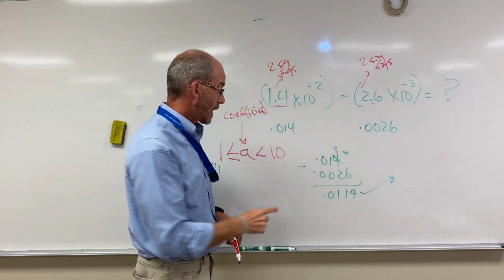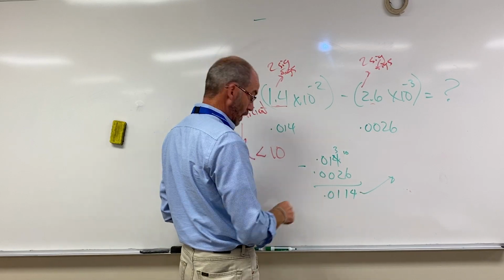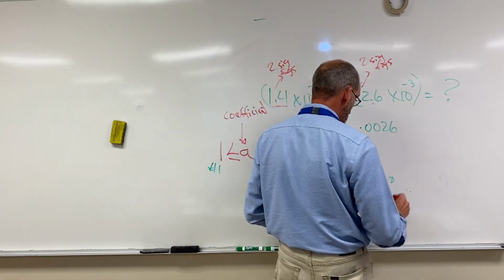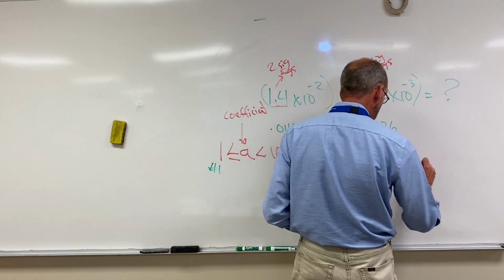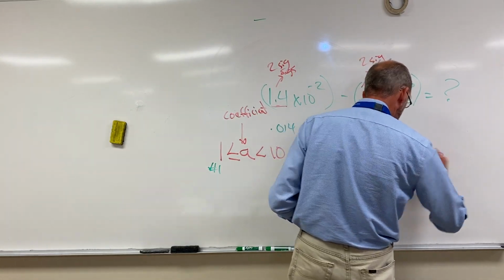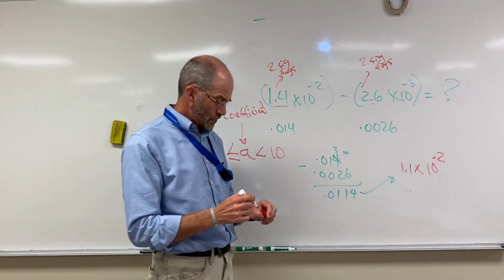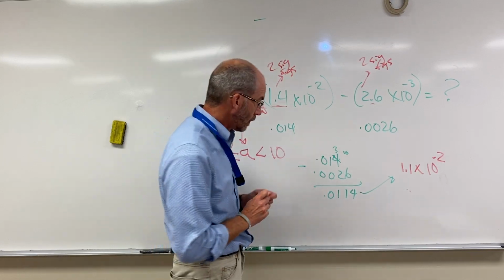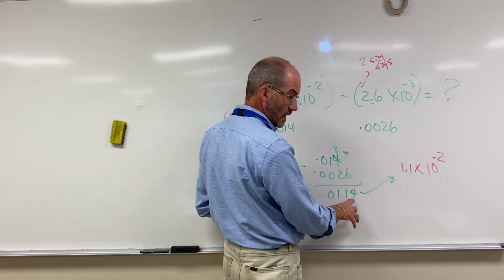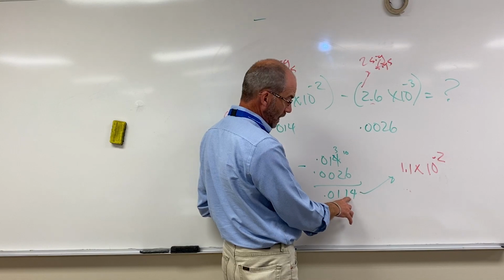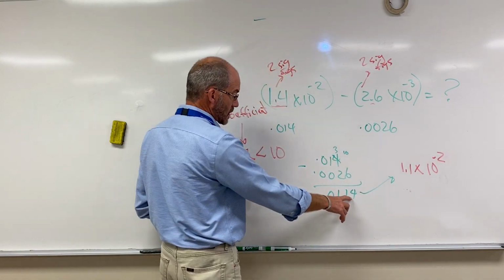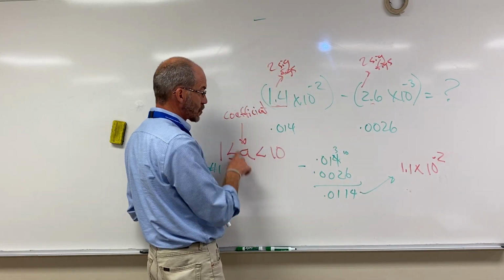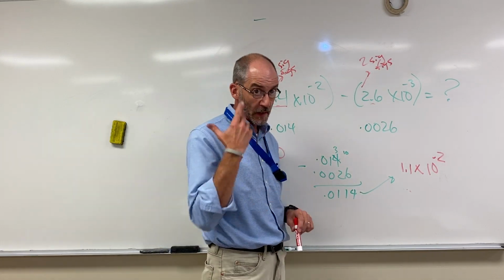Okay? So how would we write this then? Well, we would write it as 1.1 times 10 to the negative second. Okay, now Mr. Day, why? Well, because we need to have 2 sig figs. We're certainly not going to write it as 11.4, because if we write it as 11.4, we're not meeting the definition of a coefficient. Think about that.